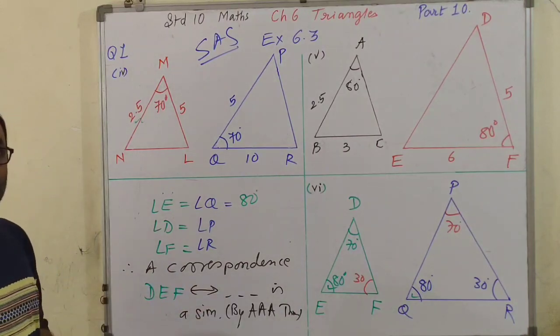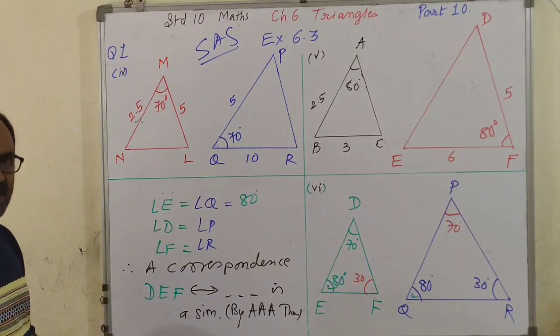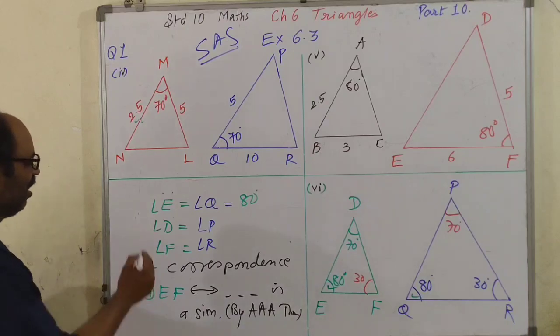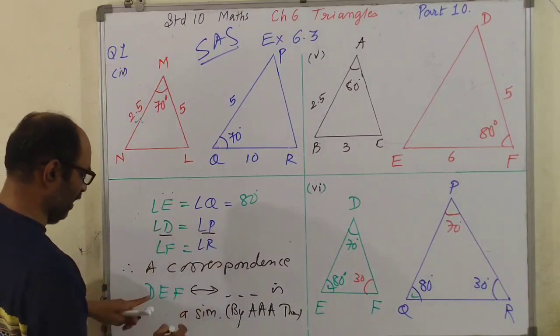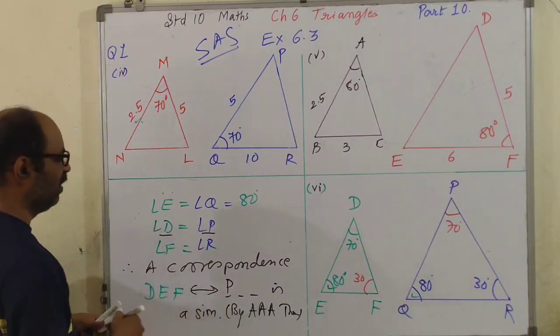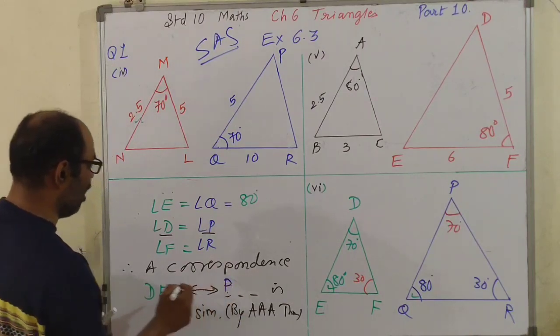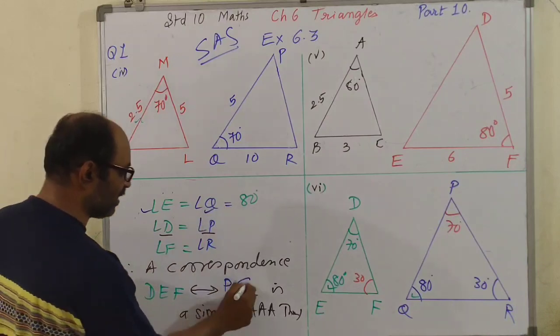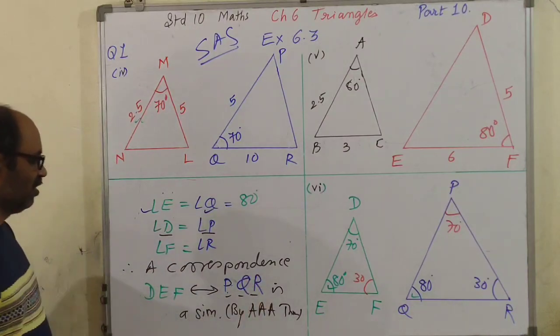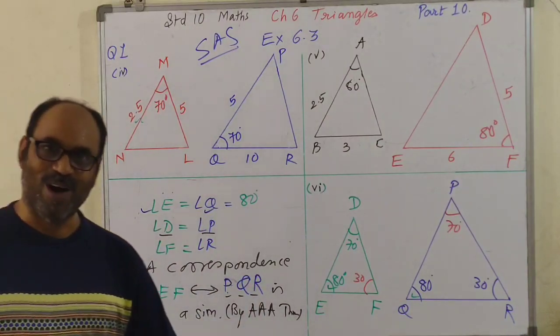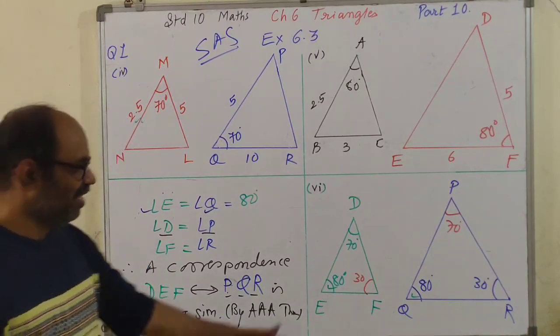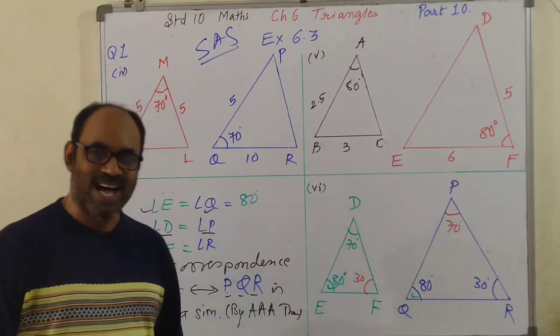Here we do not know the order. We'll have to check. Are all angles equal? Look. D corresponds to P. D is first, so P first. Alright, I'll use blue. P first. Now E is the next and Q is the next. And last, fill in the blank. So DEF corresponds to PQR is a similarity. So here the two triangles are similar.